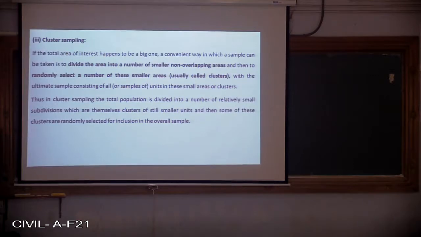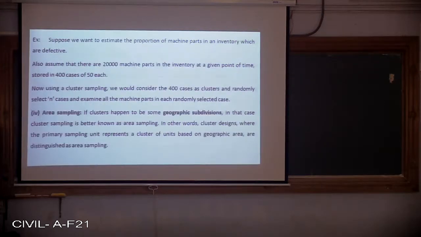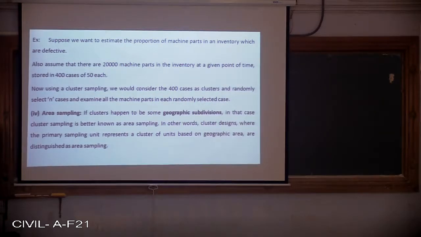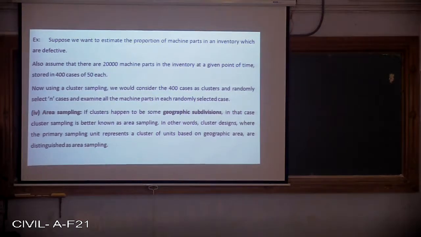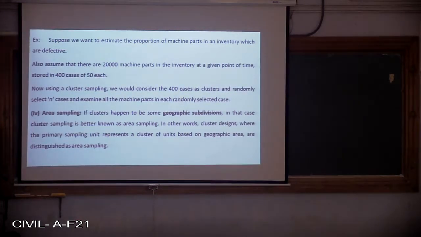Cluster sampling is nothing but you are going to choose clusters out of the entire population, divide it into a number of relatively small subdivisions, and these clusters are used in the sample. Suppose we want to estimate the proportion of machine parts in an inventory which are defective. We assume that 20,000 machine parts in an inventory at a given point of time are stored in 400 cases of 50 each. Now using cluster sampling, we would consider the 400 cases as clusters and randomly select n cases and examine all the machine parts in each randomly selected case.